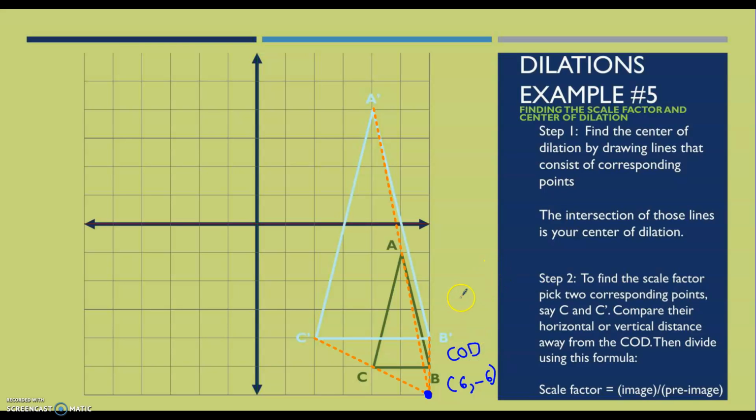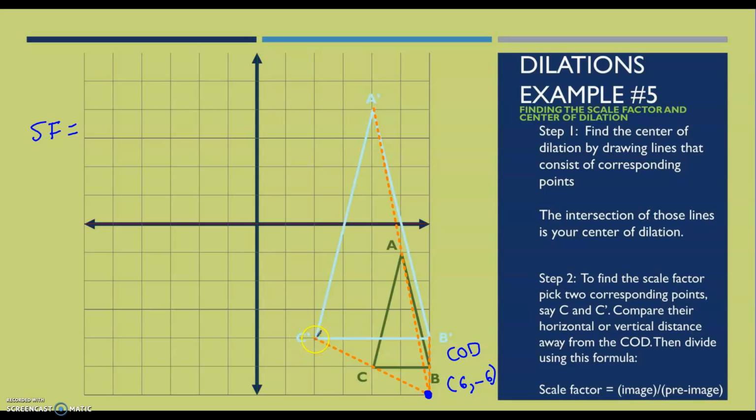Right. So the next thing I want to do is find the scale factor. And there's a formula that you can use to find the scale factor. It's essentially the image over the pre-image. So if I want to find the scale factor, let's say I take a look at point C prime. I could either look at the vertical distance or the horizontal distance to my center of dilation. So I'm just going to pick the vertical distance. Doesn't matter which one you pick.